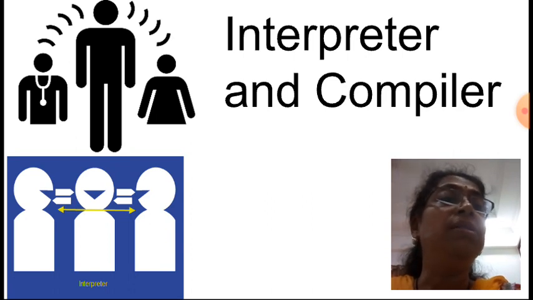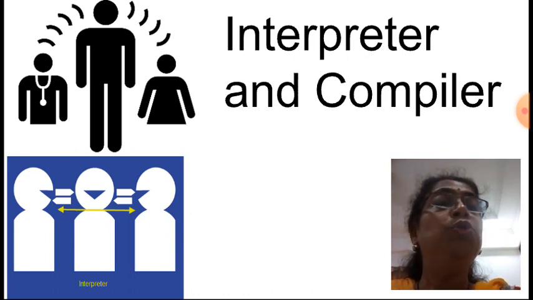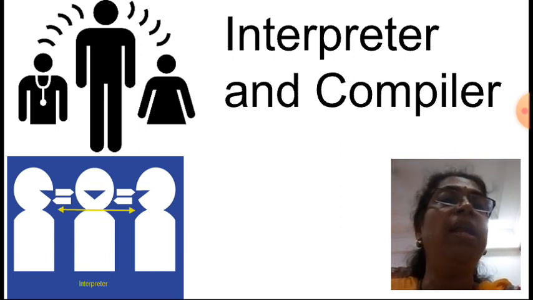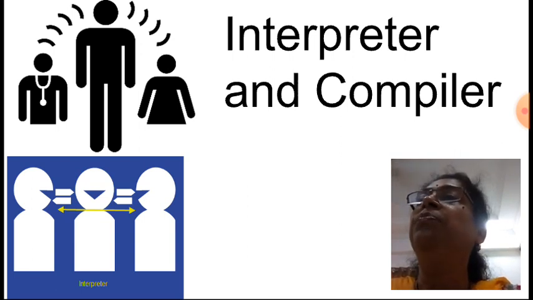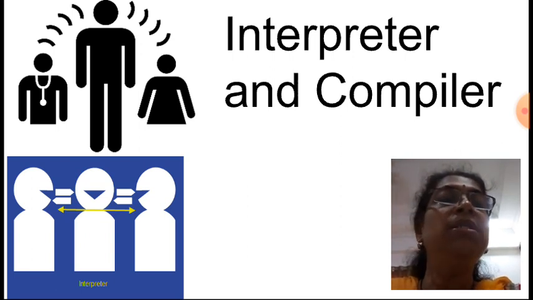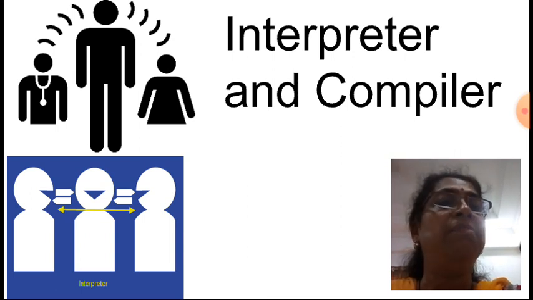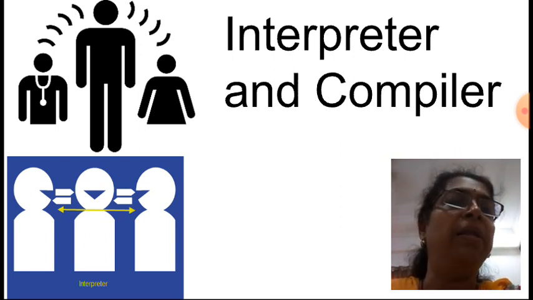But the computer doesn't understand English, correct? So again, the program written in a high level language should get converted into machine language, which the computer will understand, because the computer understands only machine language, correct? So these high level languages need to be translated by using some translating programs. These translators are of two types, interpreter and compiler.